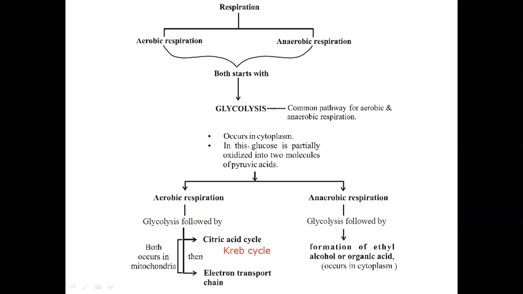Where does this happen? I will tell you. Please listen to what I am telling you right now. Krebs cycle followed by electron transport chain. Yes, carbon dioxide is used in anaerobic respiration also. Yes, I will discuss that.